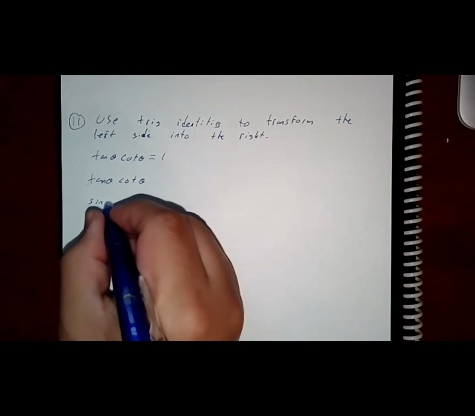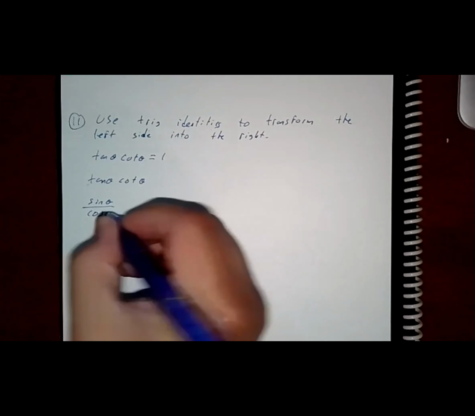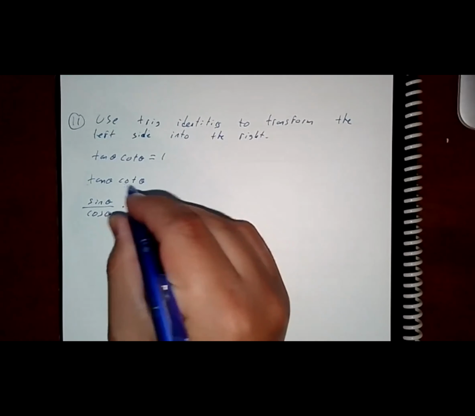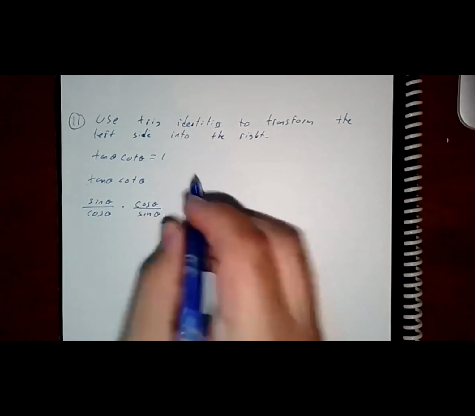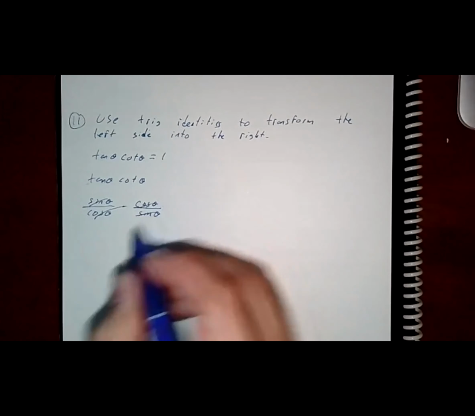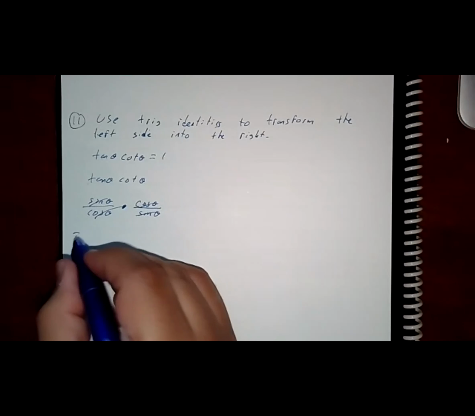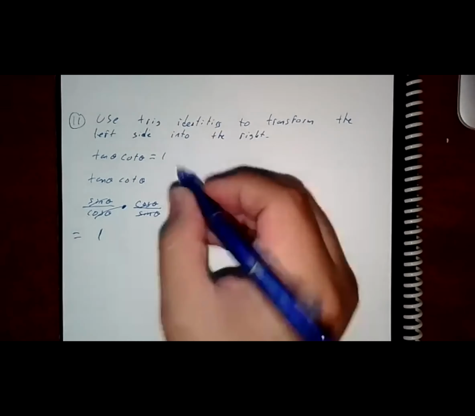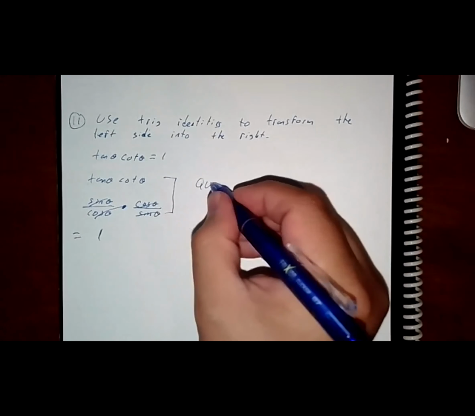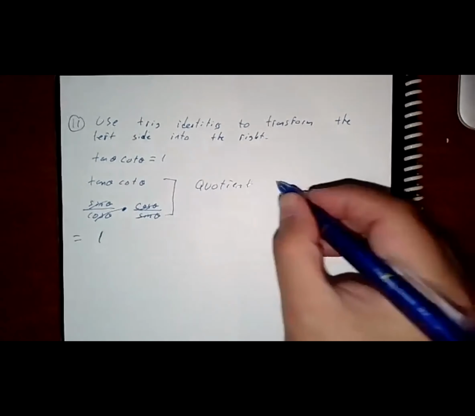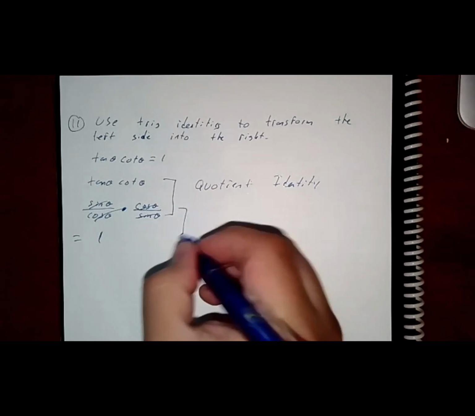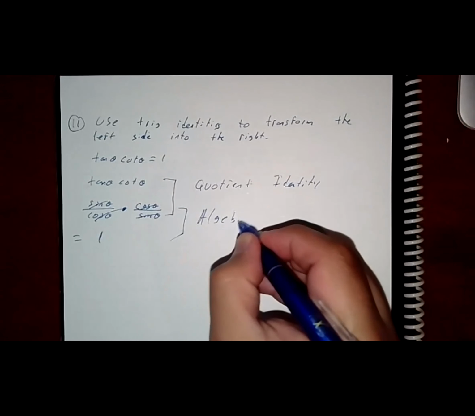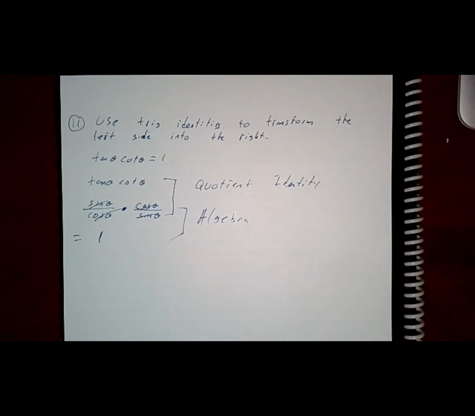So this is sine theta over cosine theta times cotangent, which is cosine theta over sine theta. Notice how these will divide out when you multiply, leaving you with a 1. So the property that we used was the quotient identity or property, and then this is just algebra. Are there any questions on how we show that it is indeed equal to 1?